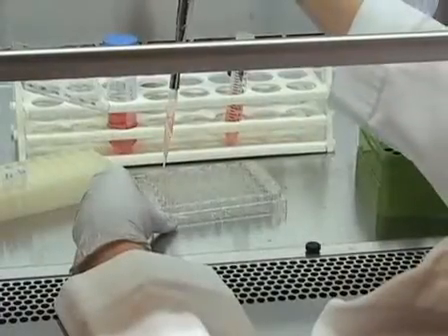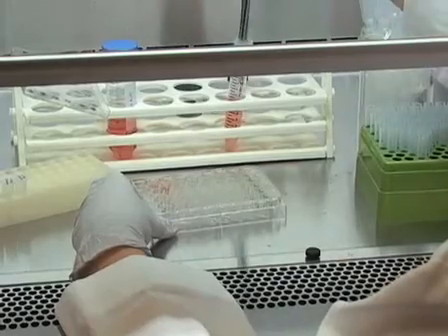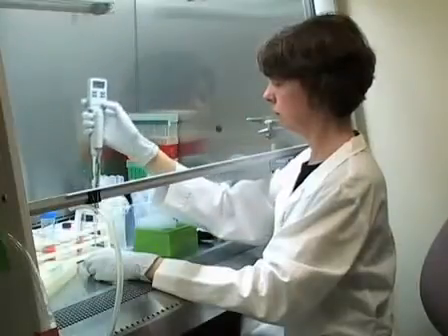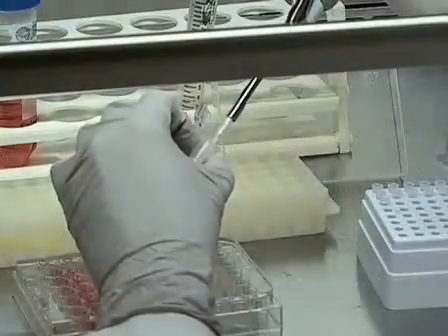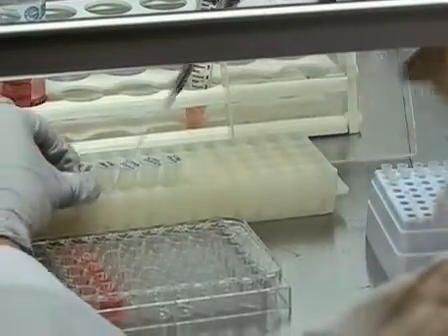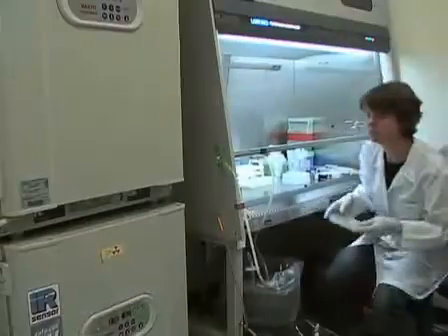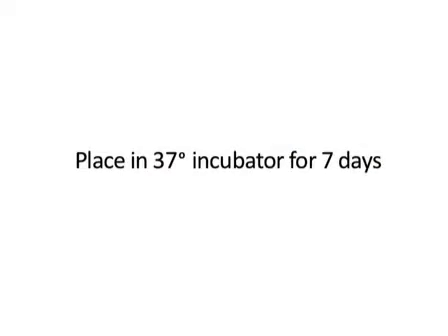Add 2 to 3 million CD4 positive cells to each well. If necessary, add additional media to bring the total volume in each well up to 1 milliliter. Add the desired peptide to each well. The typical concentration for stimulation is 10 micrograms per milliliter final. Place plate in a 37-degree incubator for 7 days.